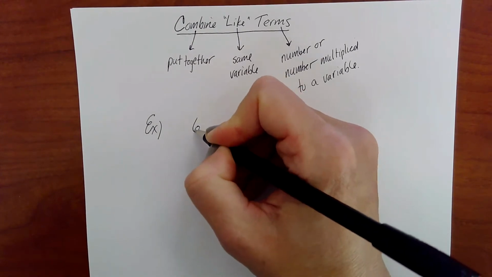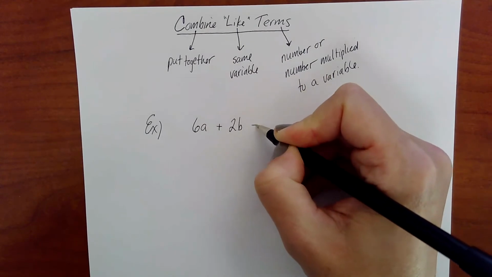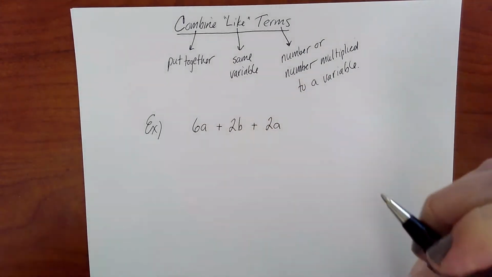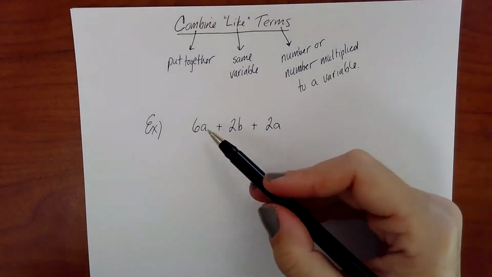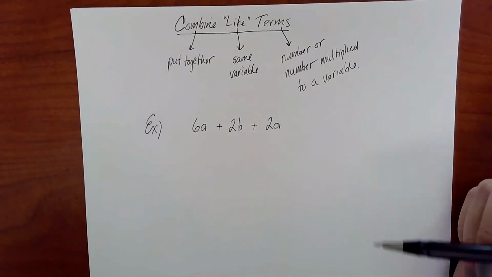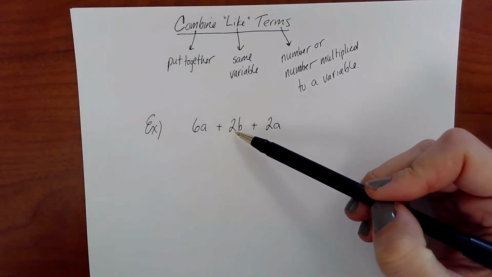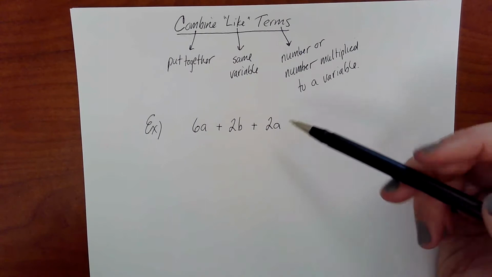Let's say 6a plus 2b plus 2a. 6a plus 2b plus 2a. If you think of the variables as things, it usually makes sense. So let's pretend a stands for apple, b stands for banana. If you go to the store, you put 6 apples in your cart, and then 2 bananas, and then 2 more apples. What do you have all together?